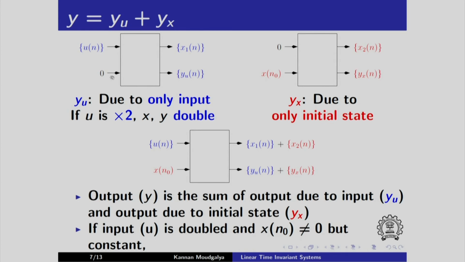Now, suppose I double only the input, but not the initial state. For example, I hold this constant, I double this. Then what will happen is, this would have doubled, but this would not have doubled. So, the sum does not double. We have to keep that in mind. There are cases where we would want the entire thing to double. How do we handle this?